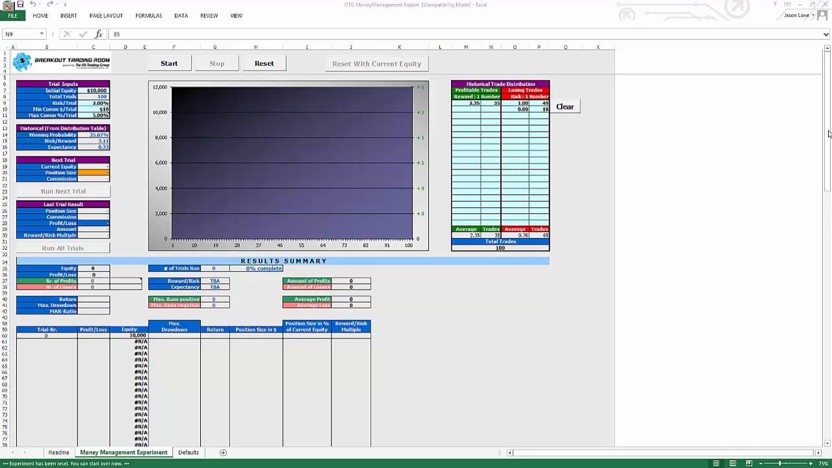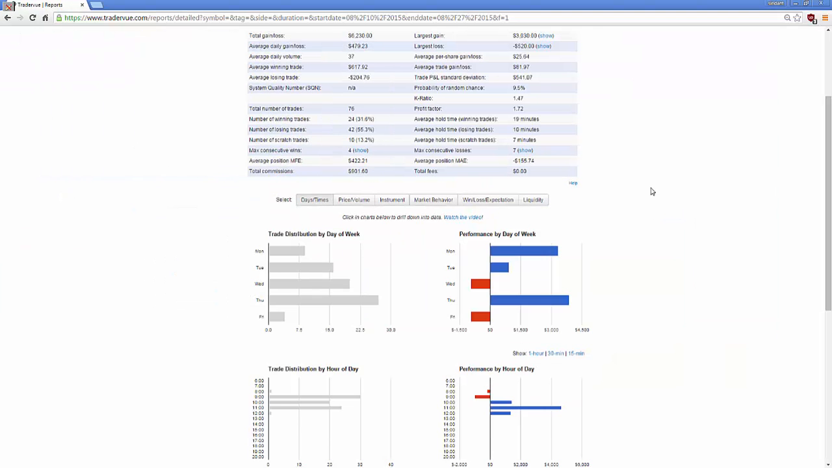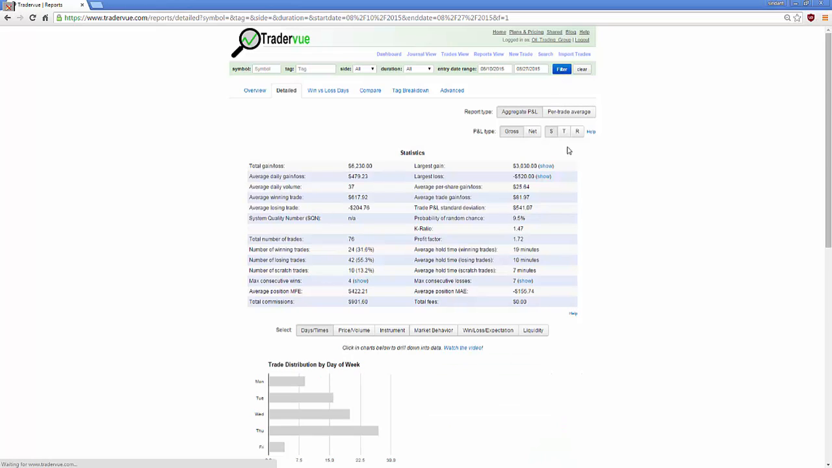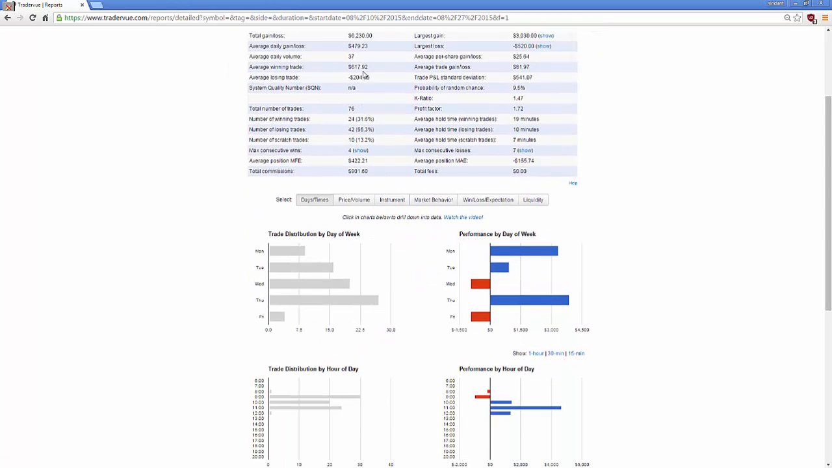So I'm going to show you something here. I'm going to pull this spreadsheet over, and this is the historic data since we started this scaling in, scaling out philosophy. The average winning trade is $617.92. The average losing trade is $204.76. That's 3.01 times greater than your average losing trade. Now, we're only winning here 32%, versus 55% and 13%.